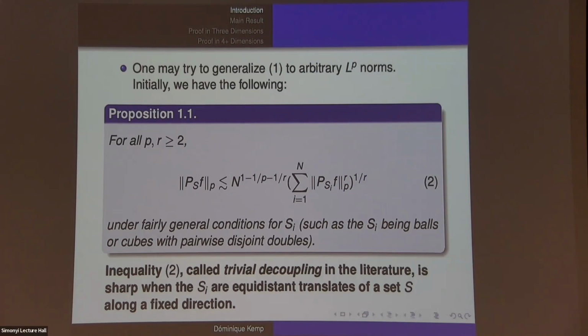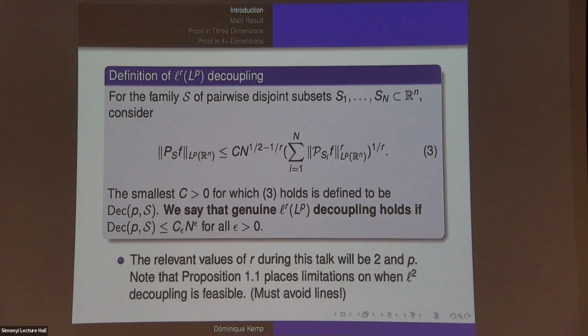And so that's why when we're seeking to L2 decouple, we have to avoid lines, because this proposition is telling us that we will always have very bad loss in the constant when we try to decouple some neighborhood of a line. So my goal here is to motivate why we have to use hypersurfaces when seeking decoupling results. And now the relevant value of r during this talk will just be 2. Actually, this was a typo, just 2. And the range for p will be specified given the context that we're in.